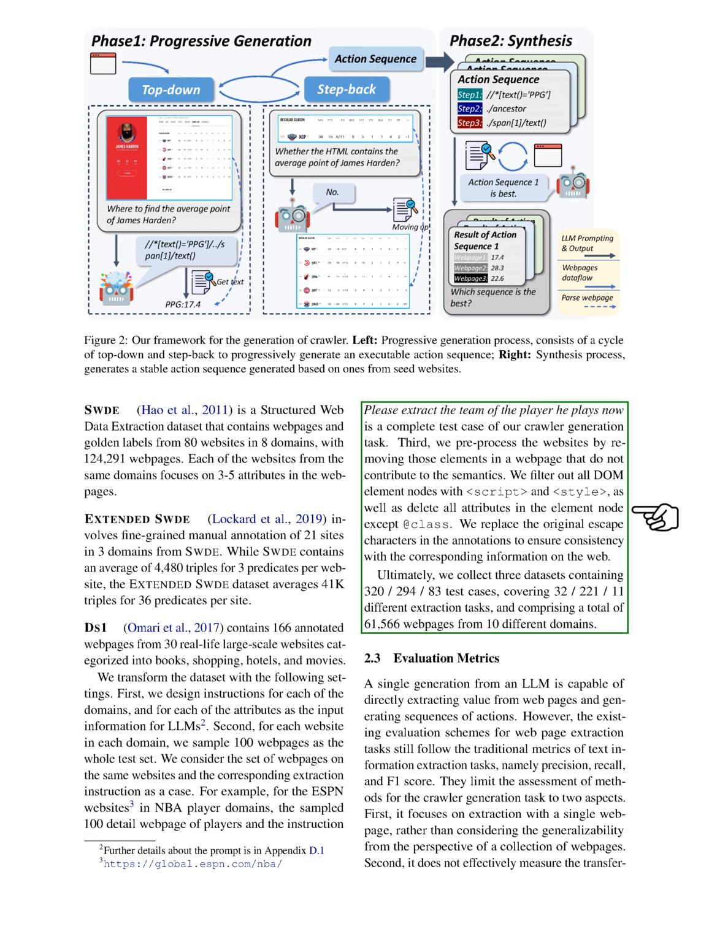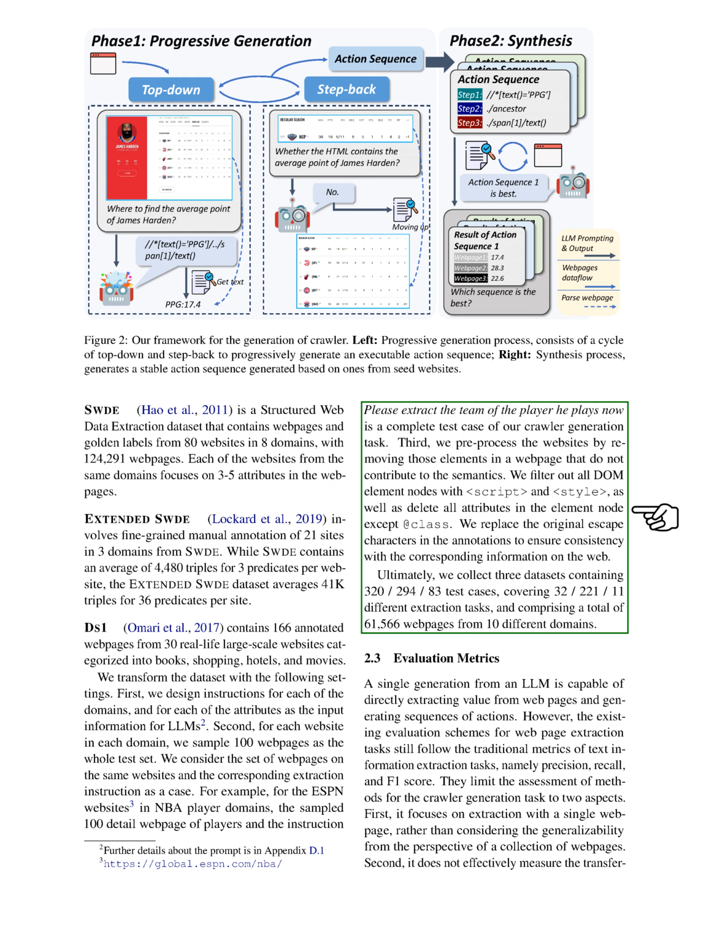We pre-processed the websites by removing unnecessary elements like <script> and <style> tags, keeping only the @class attribute. We also standardized the annotations for consistency with the web content. This resulted in 3 datasets with a total of 61,566 web pages covering various extraction tasks across 10 domains.